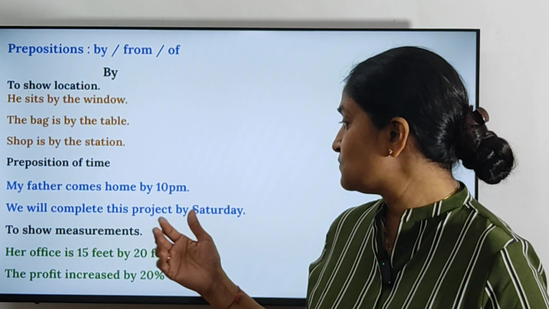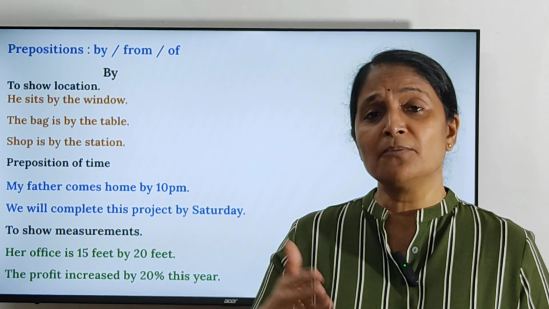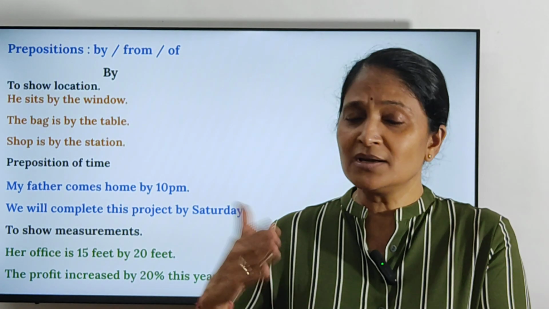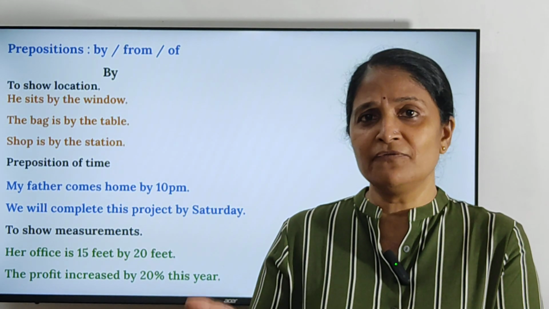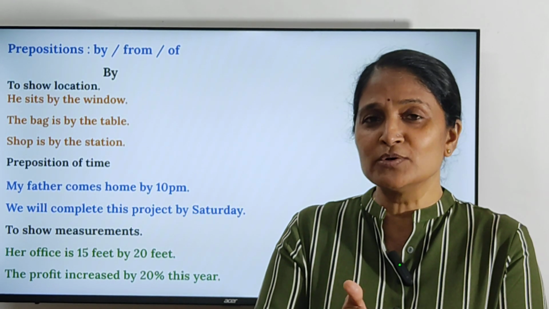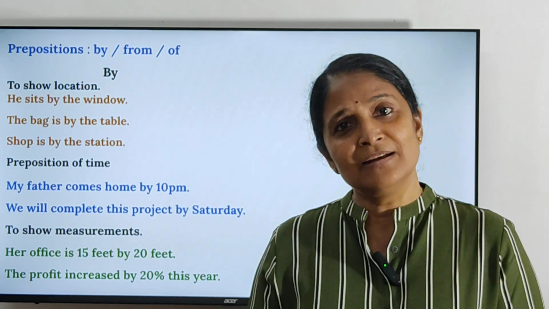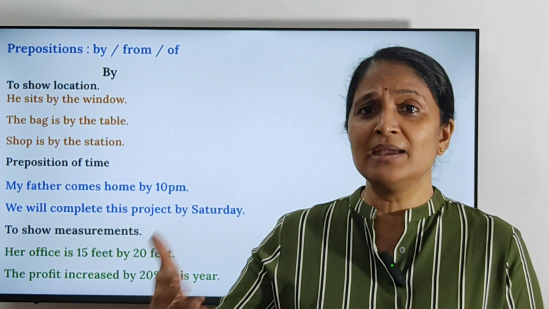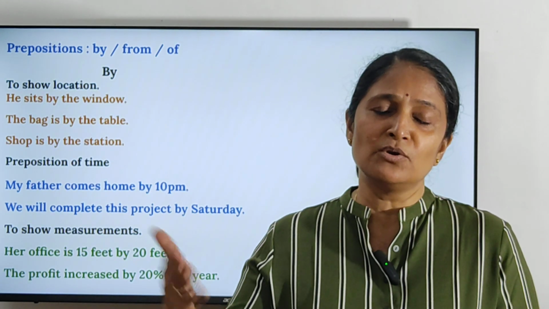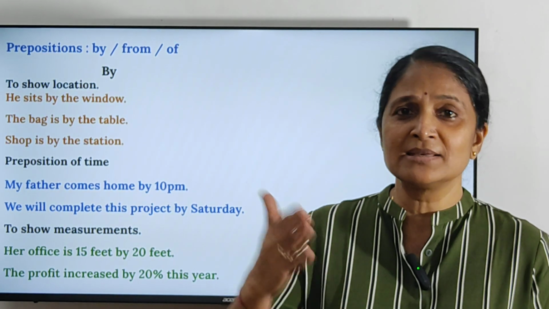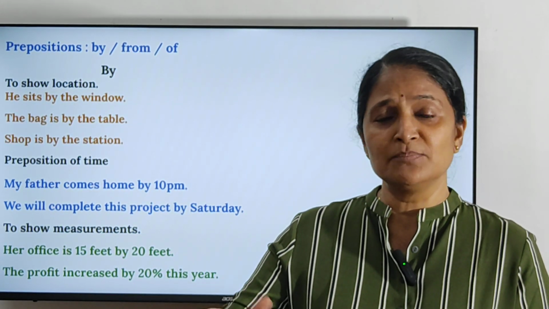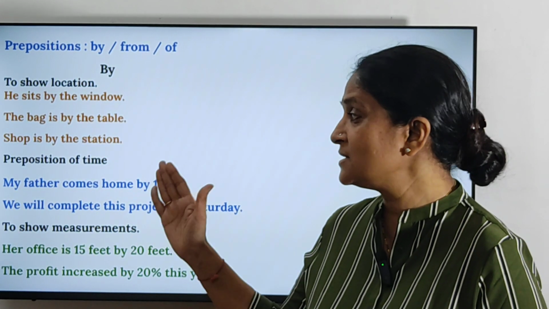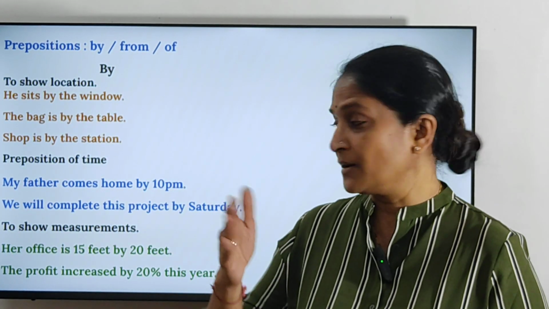We will complete this project by Saturday. We will complete this project by Saturday, मतलब Saturday is the deadline, not after Saturday. Yes, we may finish it before Saturday. Friday हो सकता है, लेकिन Saturday के बाद नहीं होगा. You must submit all the documents by Thursday. आपको सारे documents Thursday तक submit करने, मतलब you cannot submit documents on Friday. So that is deadline. So this is preposition of time, तब तक.